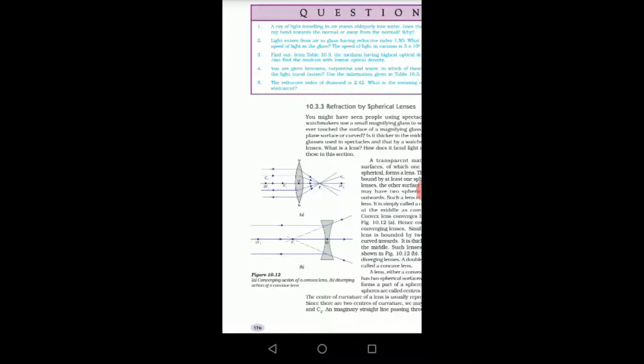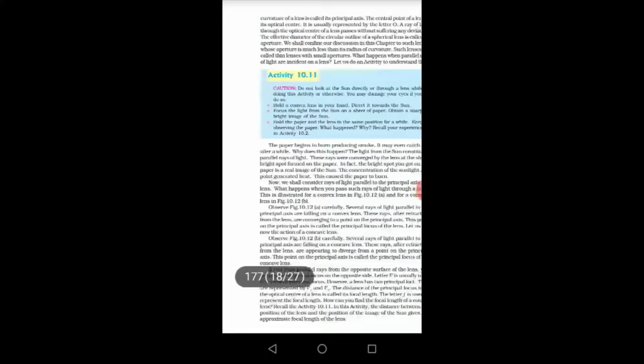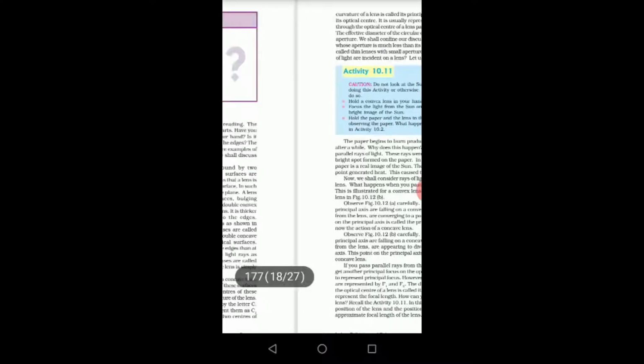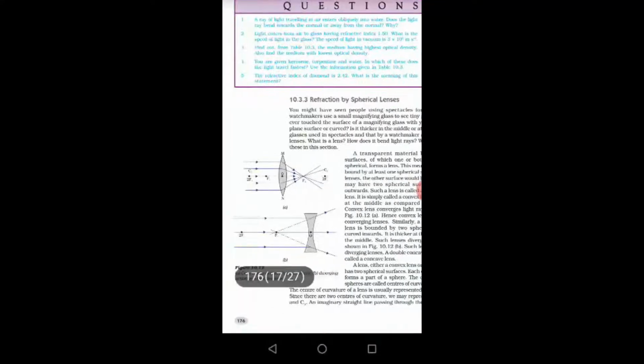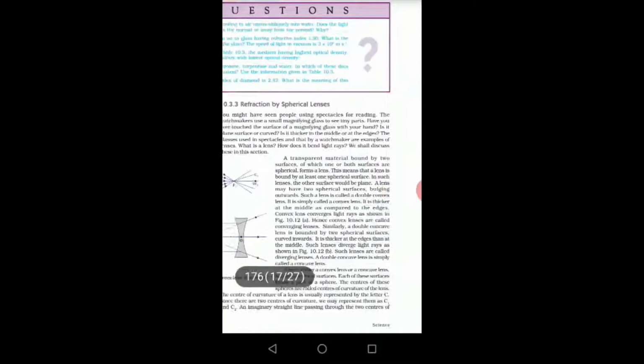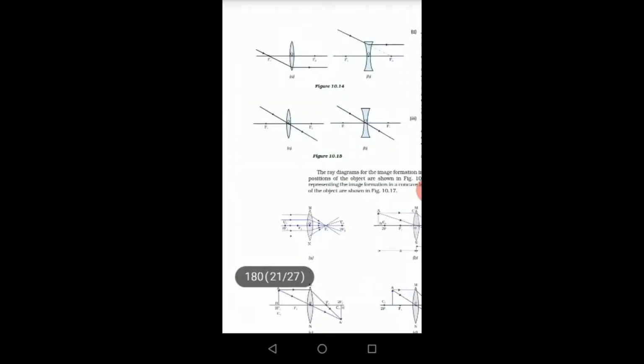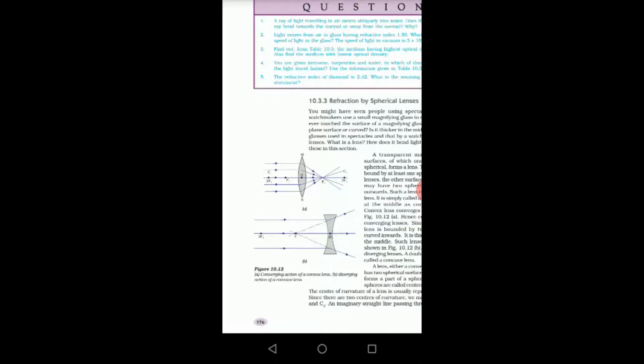Now, terms related to the lens. So, first is optical center. Optical center is the point inside a lens through which when the incident ray passes, it does not deviate. It is denoted by O.